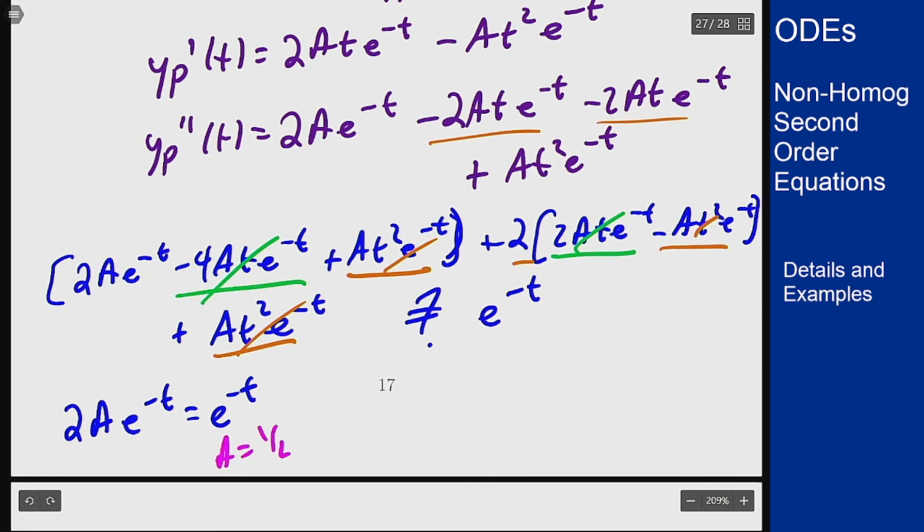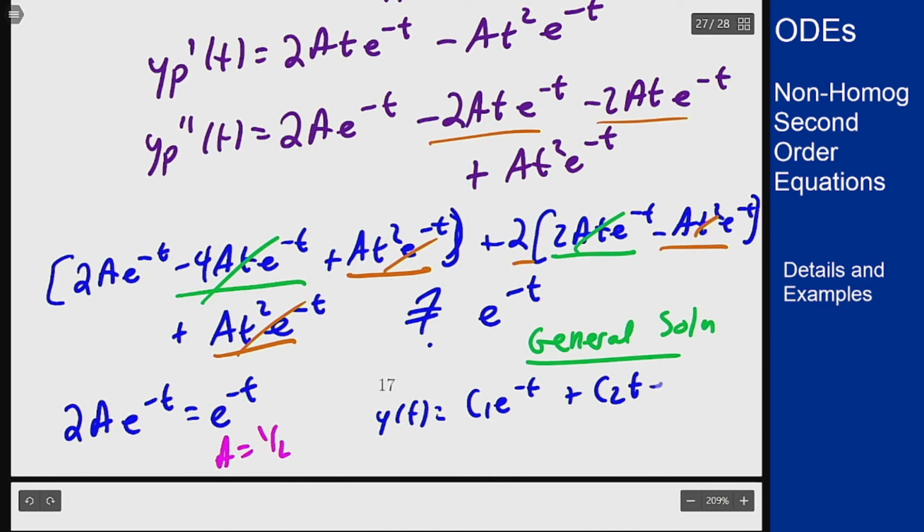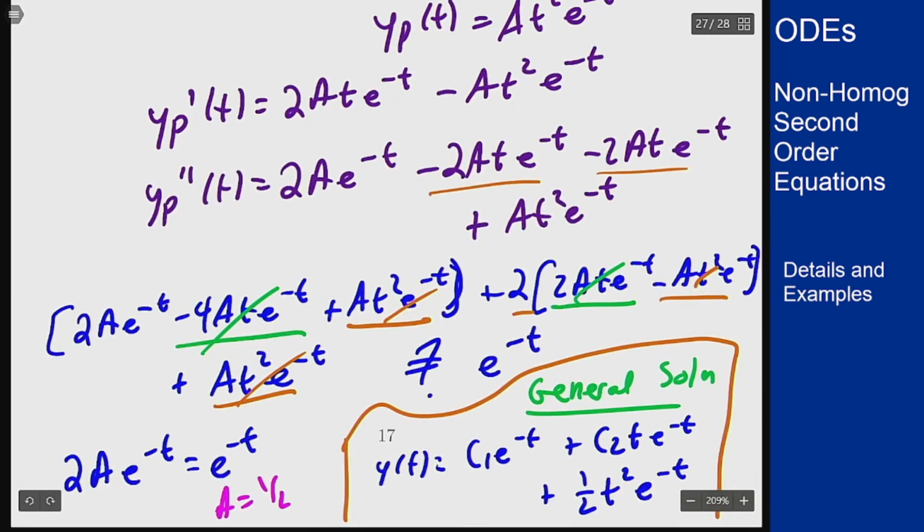And so my general solution is going to be y of t equals c1 e to the minus t plus c2 t e to the minus t, and then plus my 1/2 t squared e to the minus t. There's an example there illustrating how you can repeat this process of multiplying by t when things solve the homogeneous problem, and you just want to keep going until they eventually stop solving that problem.